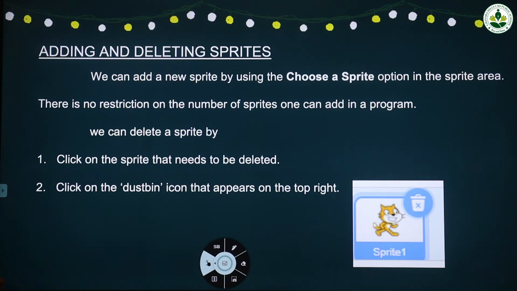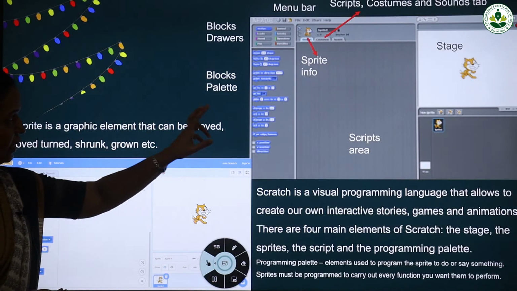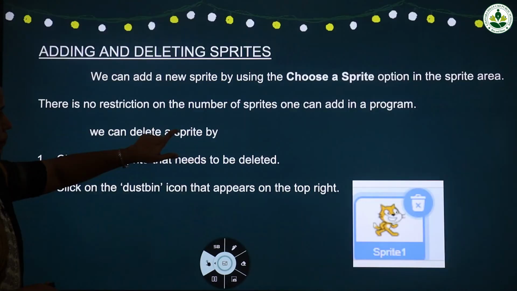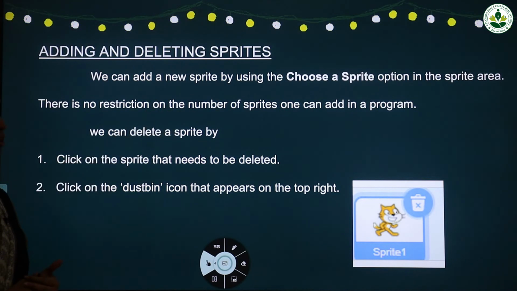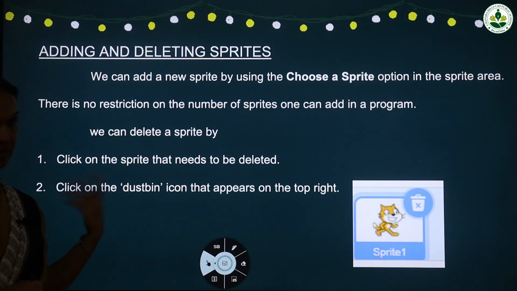Then adding and deleting sprites. How to add and delete sprites? We can add a new sprite by using the choose a sprite option in the sprite area. So here you can see the sprite area. There you can use this option, choose a sprite. There you can choose the sprite. There is no restriction on the number of sprites one can add in a program.